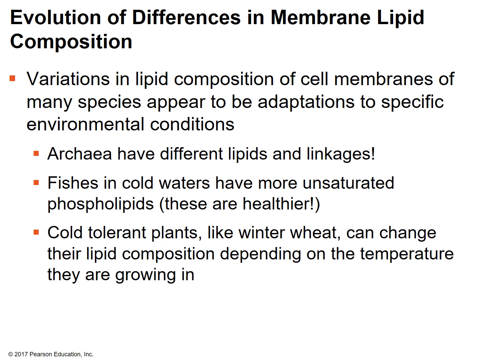Because there are differences in fluidity and there's differences in the temperatures at which organisms live, a lot of organisms have evolved very special lipid compositions to be able to adapt to specific environments. For example, archaea have not only different lipids, but also different linkages that allow their membranes to survive at very, very hot temperatures and stay fluid when they do so. Fish that live in cold waters have more unsaturated phospholipids. It's one of the reasons why fish is healthier for us than other animal protein. Cold-tolerant plants, like winter wheat, can change their lipid composition depending on the temperature that they're growing at. They're not even necessarily stuck in one configuration.